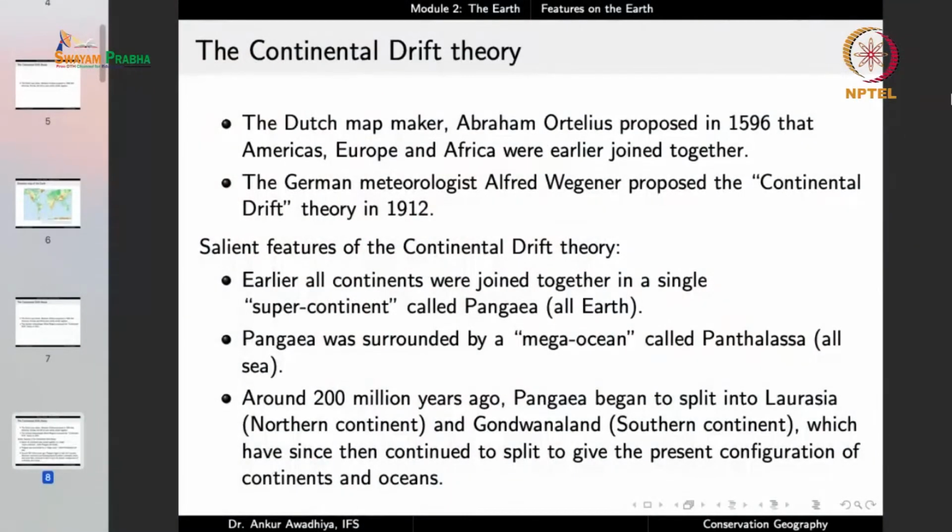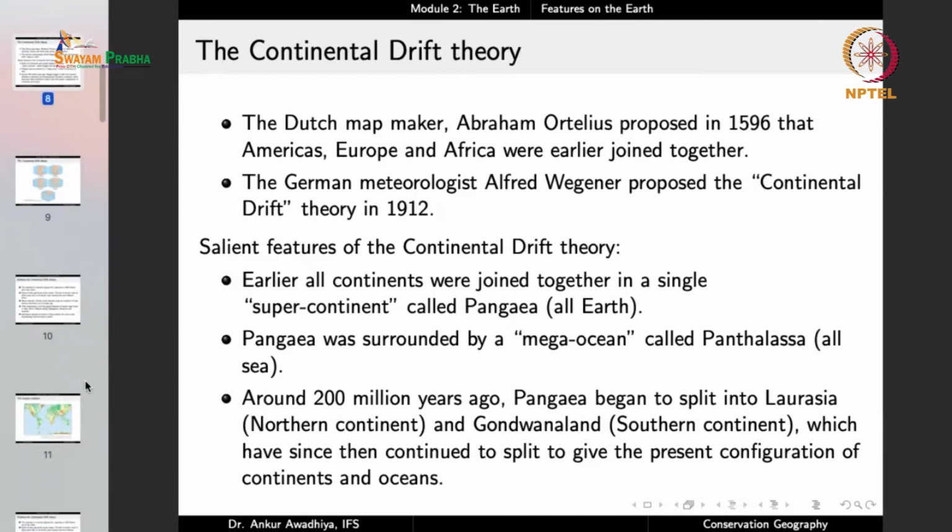So he proposed that some time back in antiquity, all the continents were joined together, all the oceans were joined together, and then later on the continents broke apart. Around 200 million years ago, Pangaea began to split into two parts. The northern continent was called Laurasia, and the southern continent was called Gondwana land. They have since continued to split to give the present configuration of the continents and oceans.